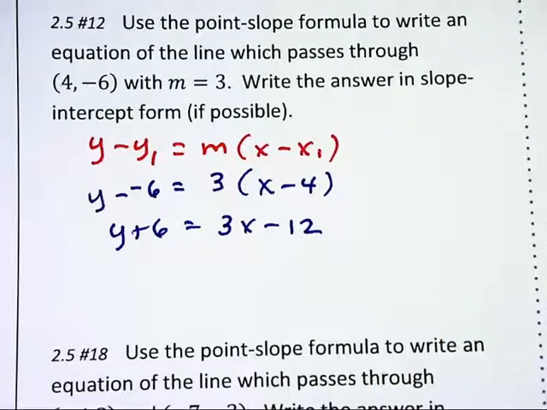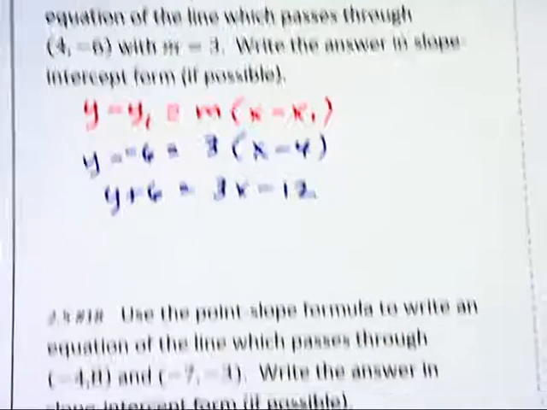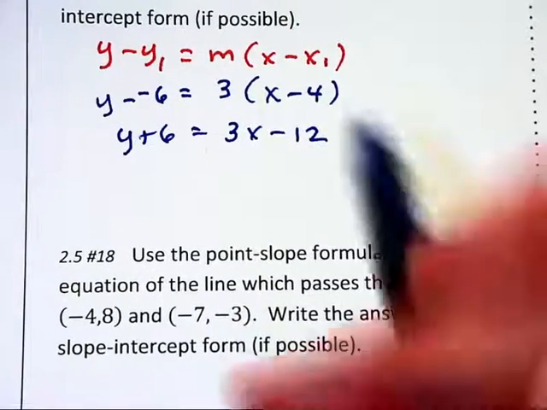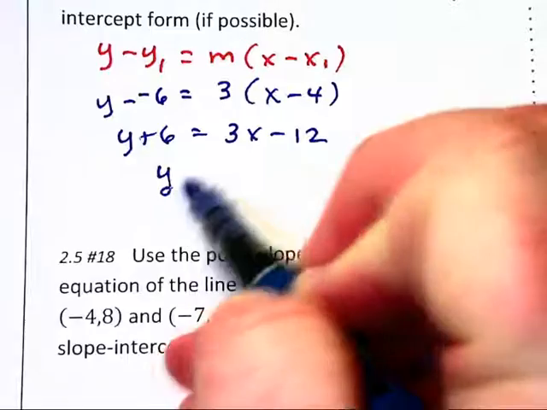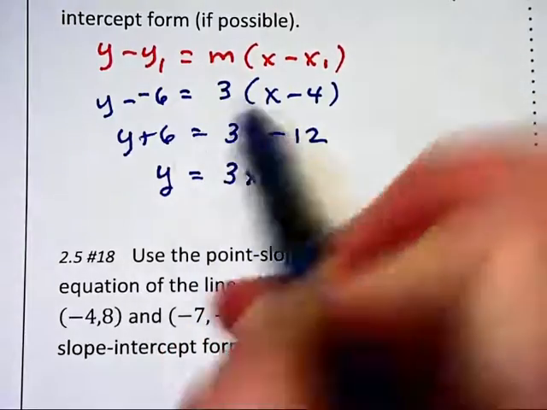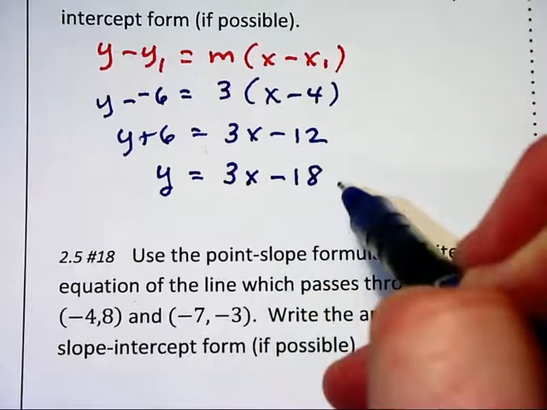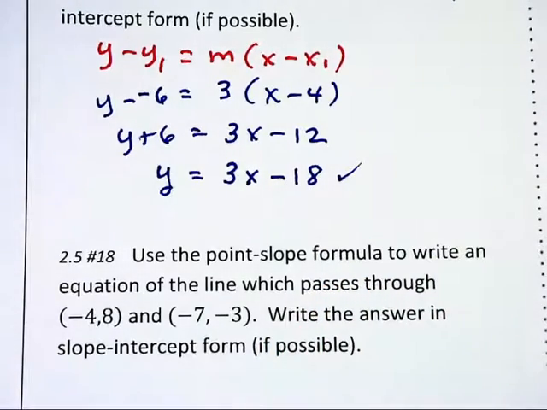And the directions state to write this in slope-intercept form, which means we want y equals mx plus b. So we will have y equals 3x. After we subtract 6, we're now going to have minus 18. And there we have it in slope-intercept form.